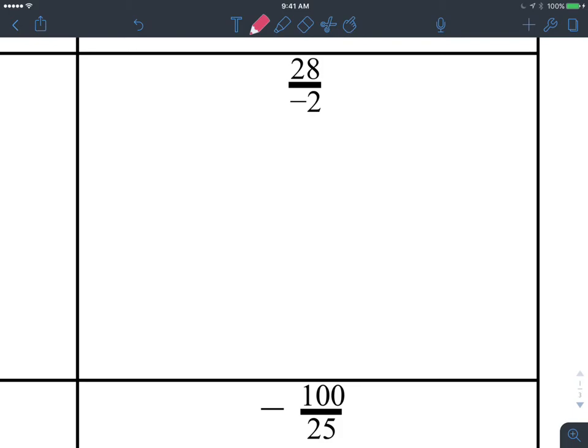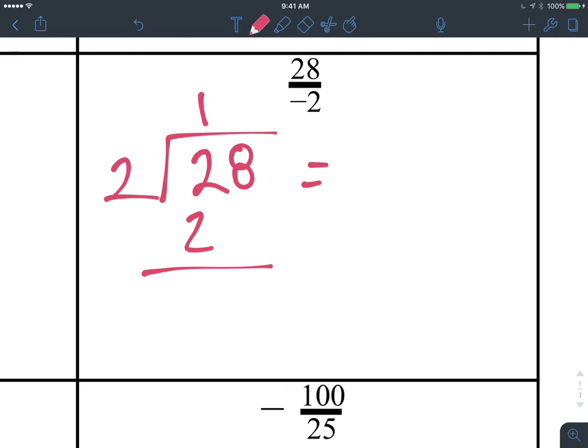We're going to do the same thing for this improper fraction. Remember, improper fractions, we want to turn to a mixed number first. So 28 divided by 2. How many times does 2 go into 2? 1 time, with a remainder of 0. Drop down the 8. 2 goes into 8 4 times with a remainder of 0. And so there's not going to be any fraction part to this answer. It's just going to be 14.